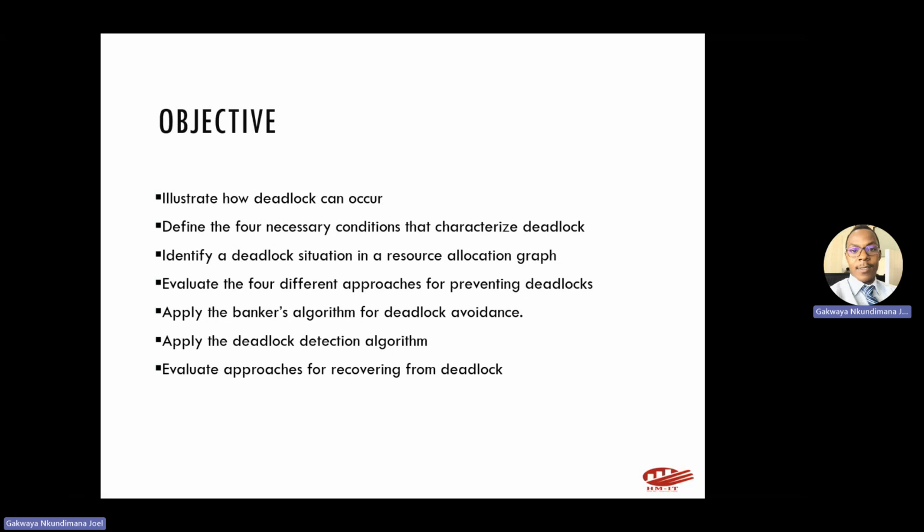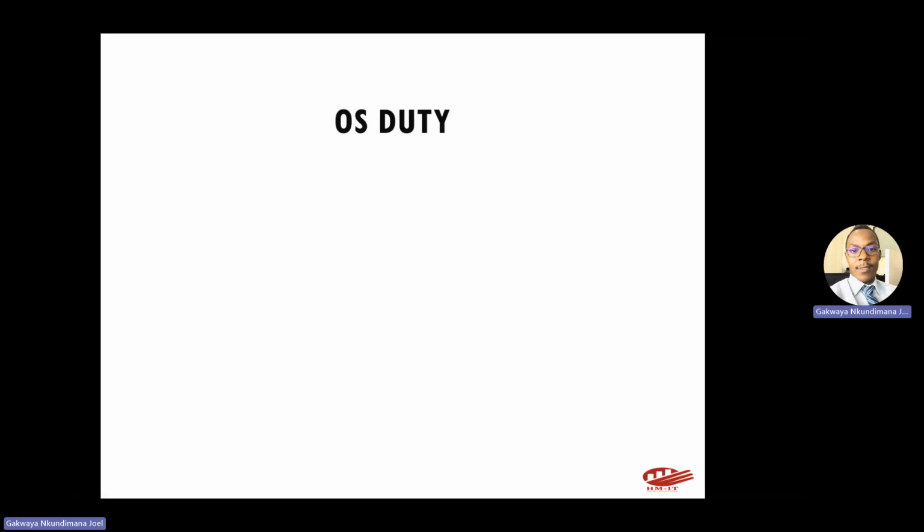But as for today, we will illustrate how deadlock can occur and the different 4 necessary conditions that characterize deadlock, and identify deadlock situation. So we take these 3 points only for today, and then the next class we will cover the rest of them. All right.